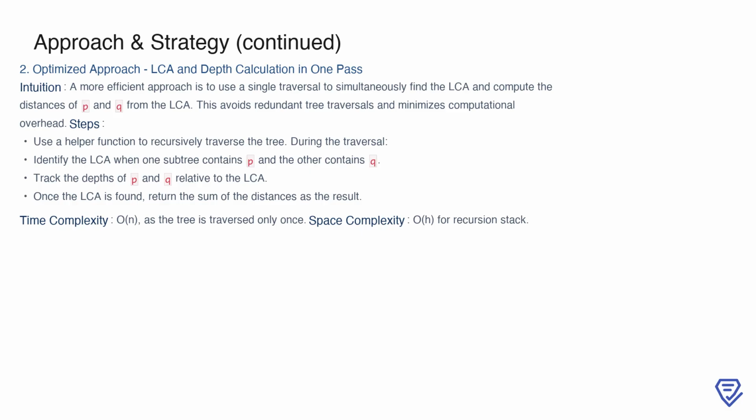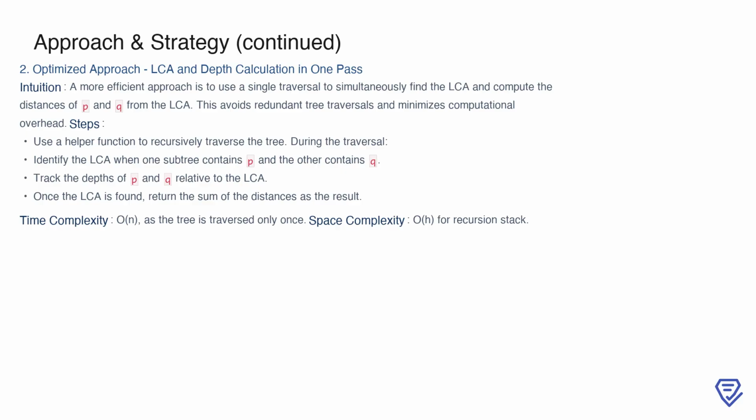In this approach, we use a single traversal to simultaneously find the LCA and calculate the depths of nodes P and Q relative to it. This can be achieved using a recursive helper function that traverses the tree. During the traversal, the function identifies the LCA when one subtree contains P and the other contains Q. At the same time, it tracks the depths of P and Q relative to the LCA.